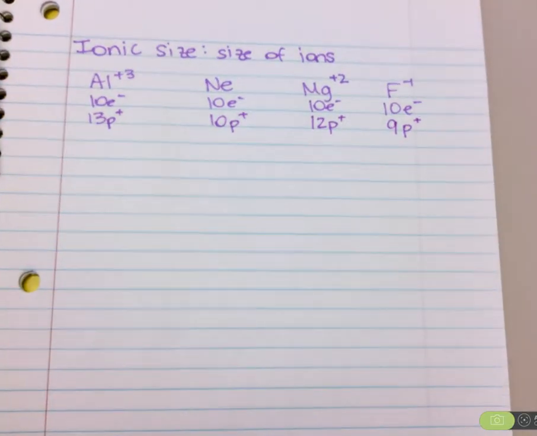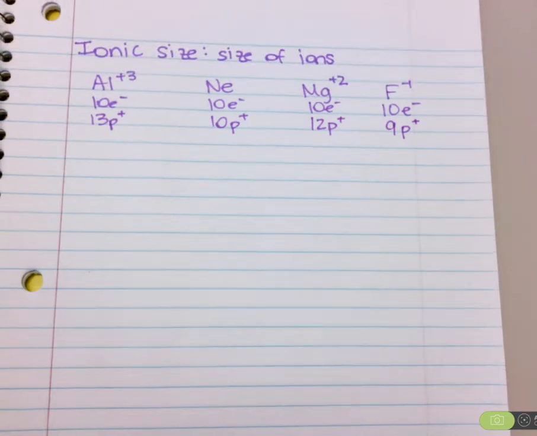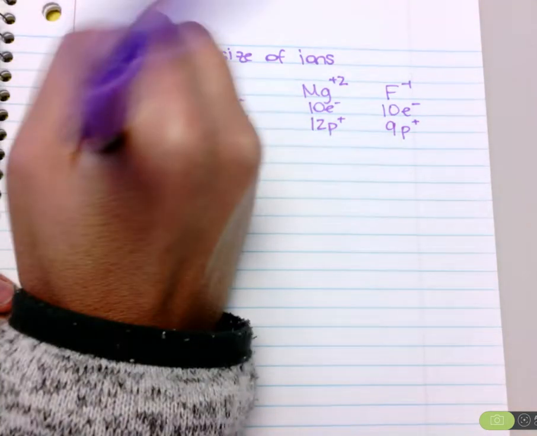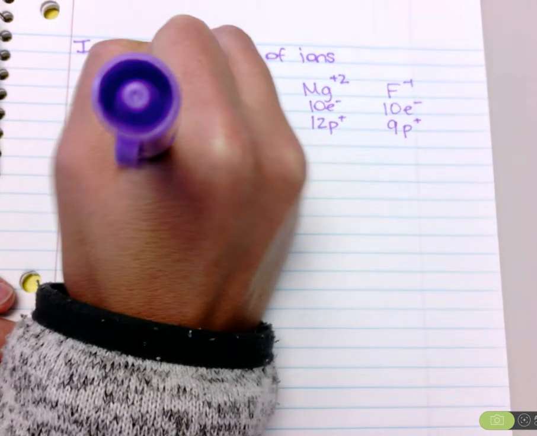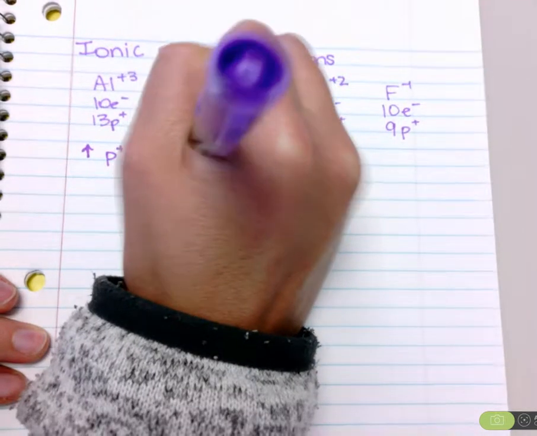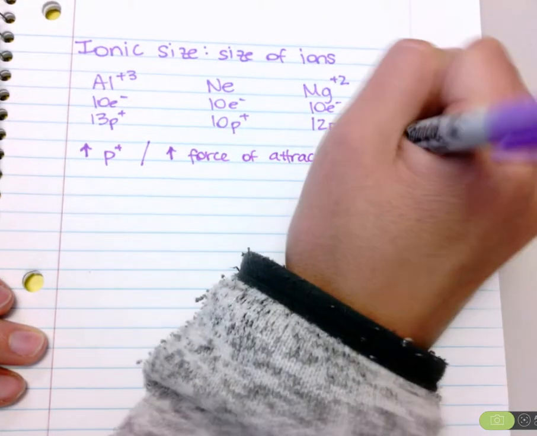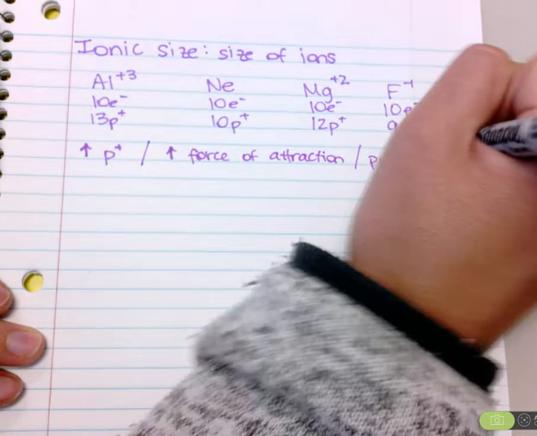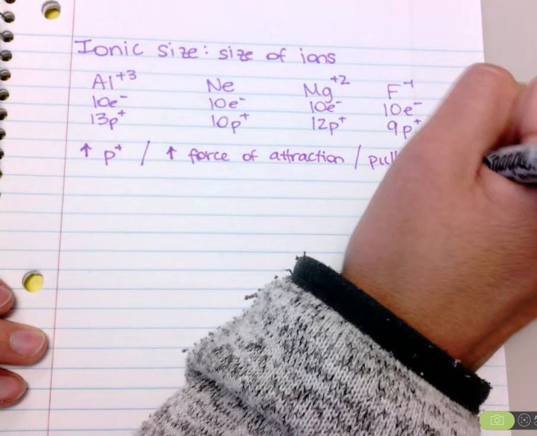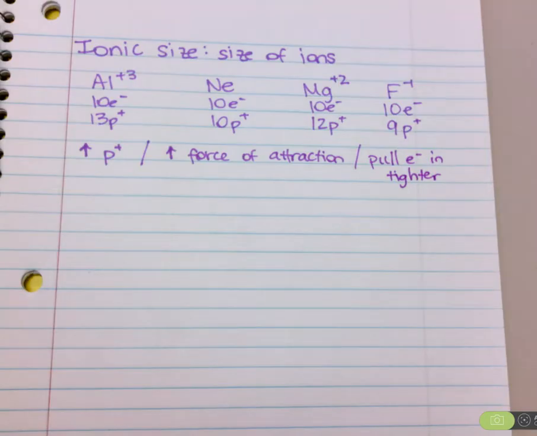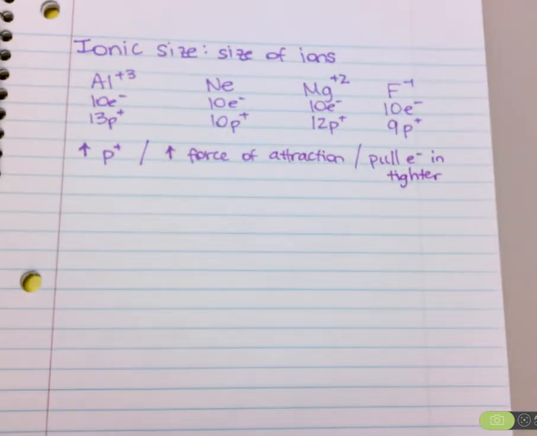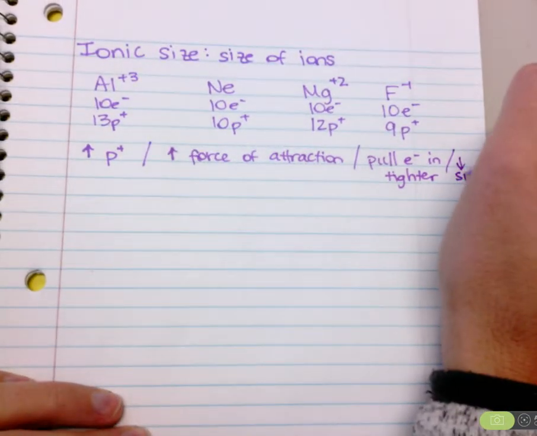Based on this information, which of these ions do you think would be the largest? I'm going to give you a minute to think about it. Remember Coulombic attraction: if I increase my number of protons, I'm going to increase the force of attraction, and that's going to pull electrons in tighter. Okay? This would make them smaller, decreasing size.